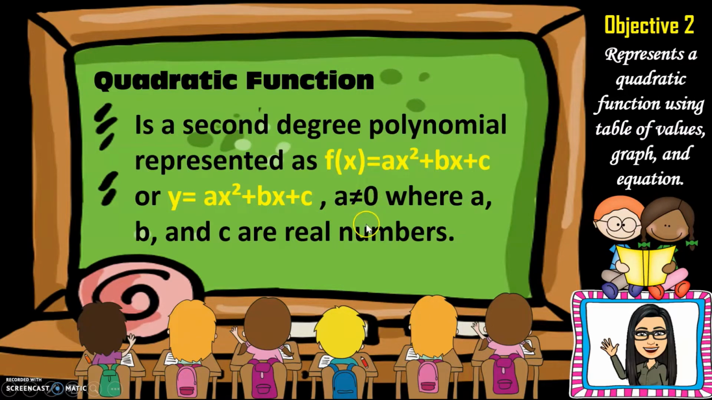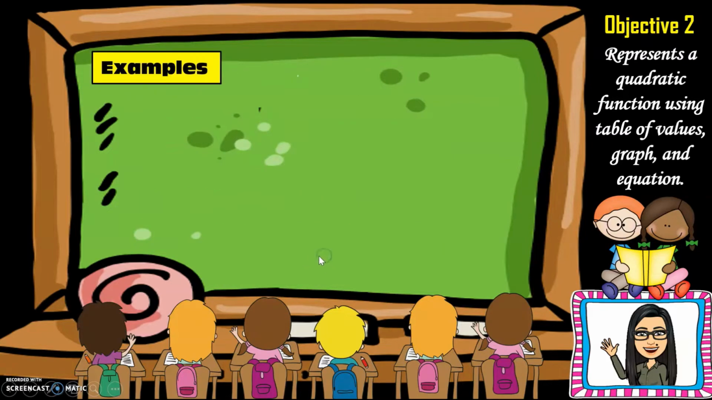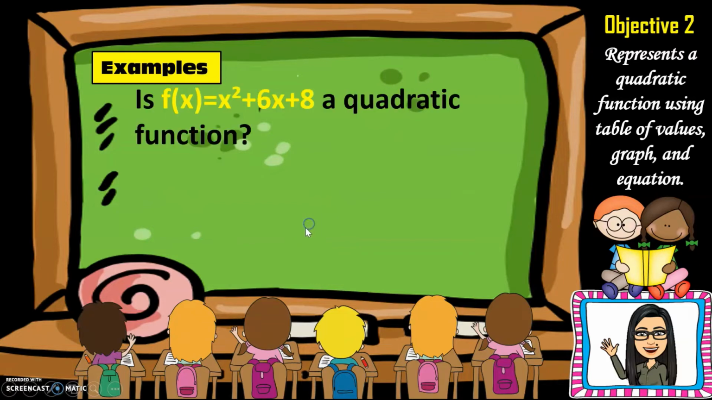As I've mentioned earlier, a must not be equal to 0 so that yung ating quadratic term ay mananatili dyan. We cannot consider the given as a quadratic function if we don't have a quadratic term. So that is why a must not be equal to 0, where a, b, and c are all real numbers. Let's study the following illustrative examples to know more about quadratic functions.